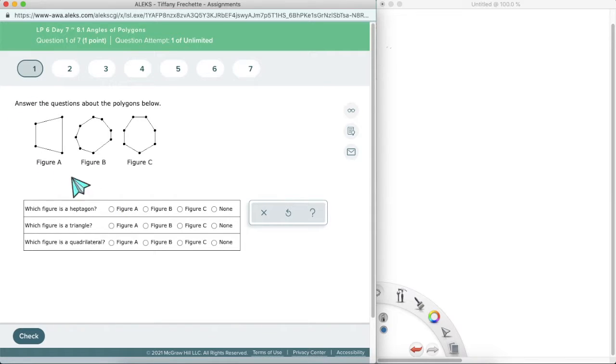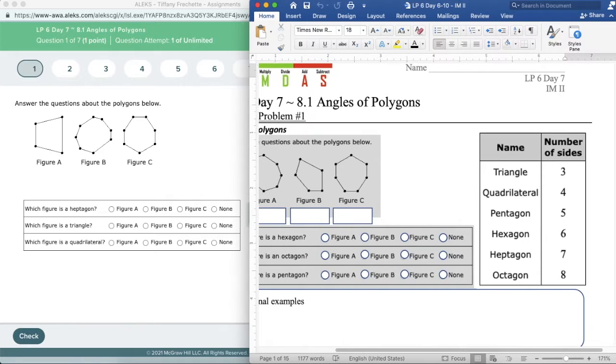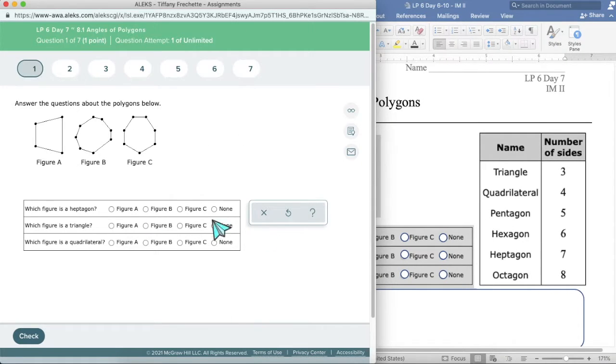Alright, so let's go ahead and look at these ones. Answer the questions about the polygons below. It says, which figure is a heptagon? So I'm going to look at my notes page here, and I can even pull that one over here so we can see it just for a moment. So this is the notes page that you should have, something like this.